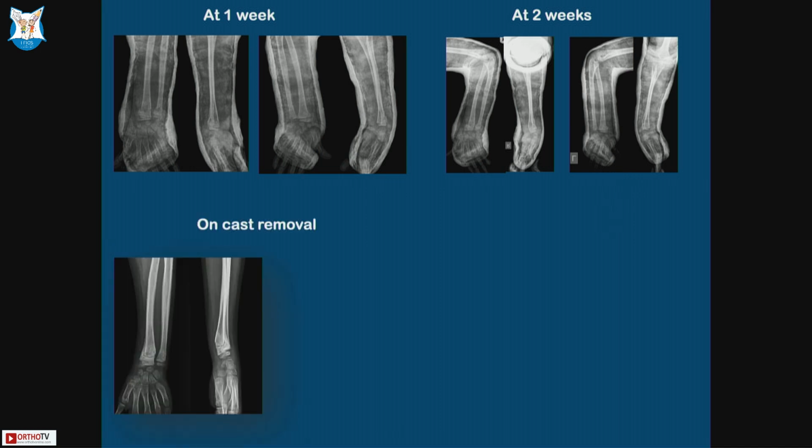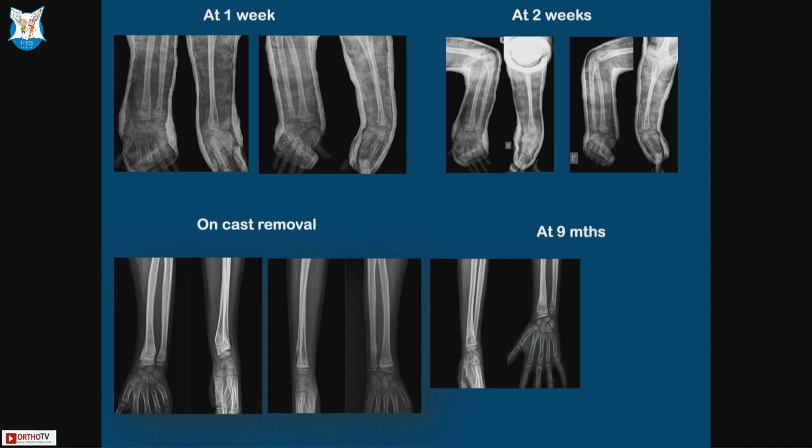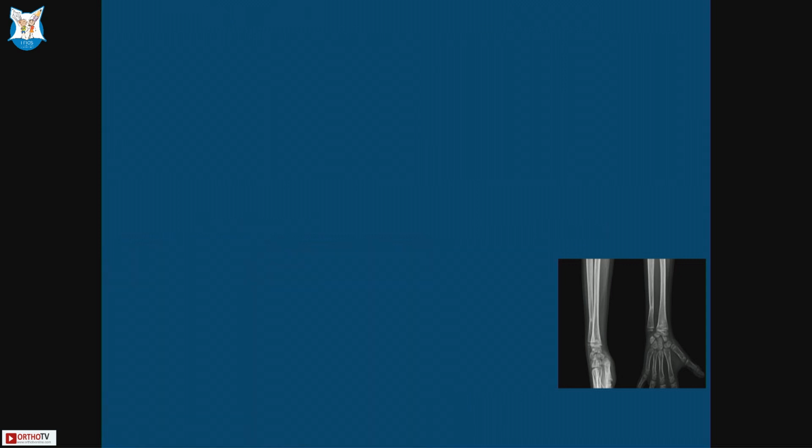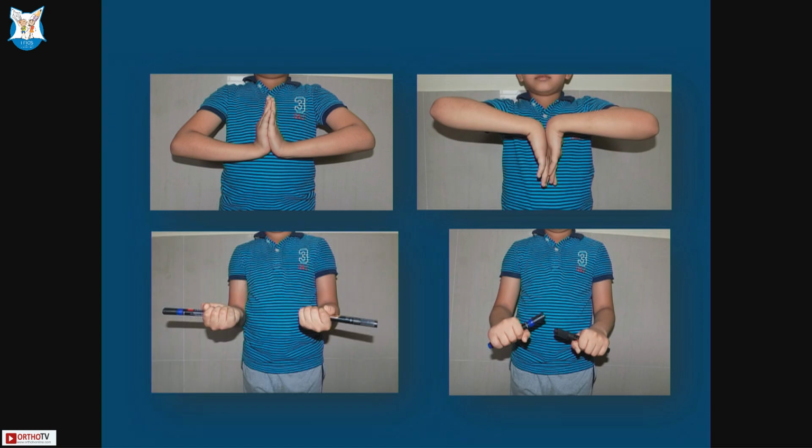And then see what happens. On cast removal, there's still a little malunion. But as you go down the line, it really remodels beautifully. So this is what a distal radius does. And clinically, of course, the child is doing really well. And this was from Premal. So you can see that these fractures do very well non-operatively.